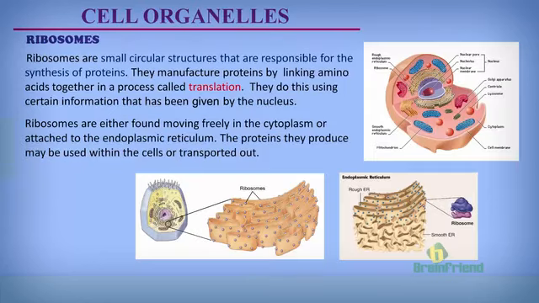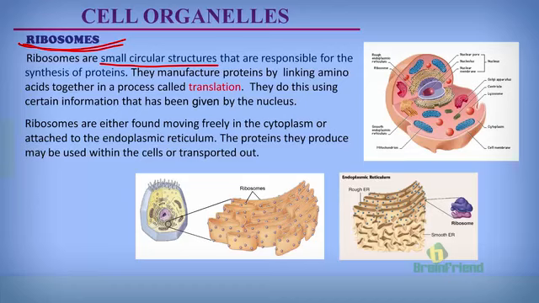Okay, let's look at the second organelle, ribosomes. Ribosomes. Easy, right? Ribosomes are small circular structures that are responsible for the synthesis of proteins. It means ribosomes are the center for protein production or protein manufacture. So if you want to think of where proteins are made in the bodies of living organisms, you should think of the ribosomes in the cells of living organisms.